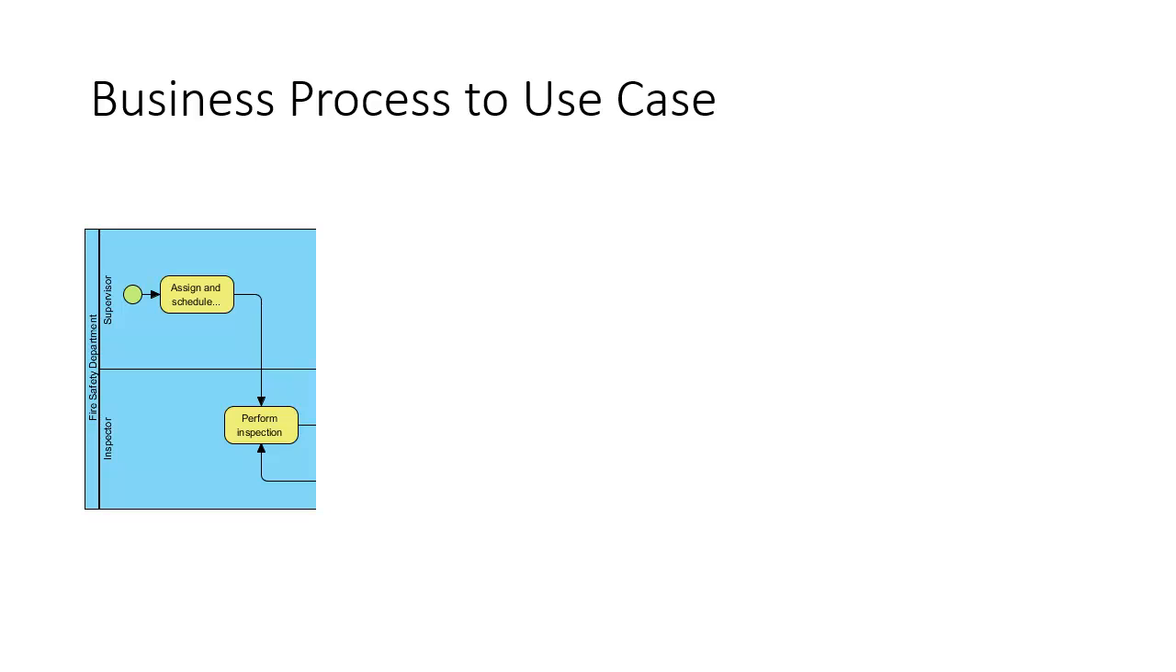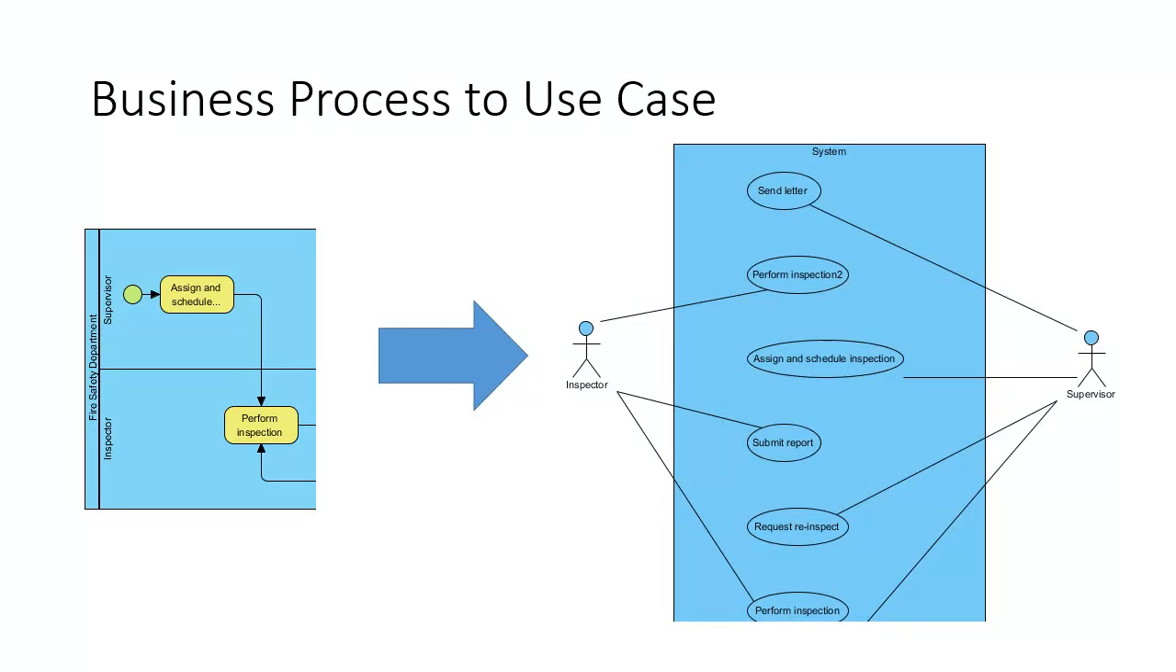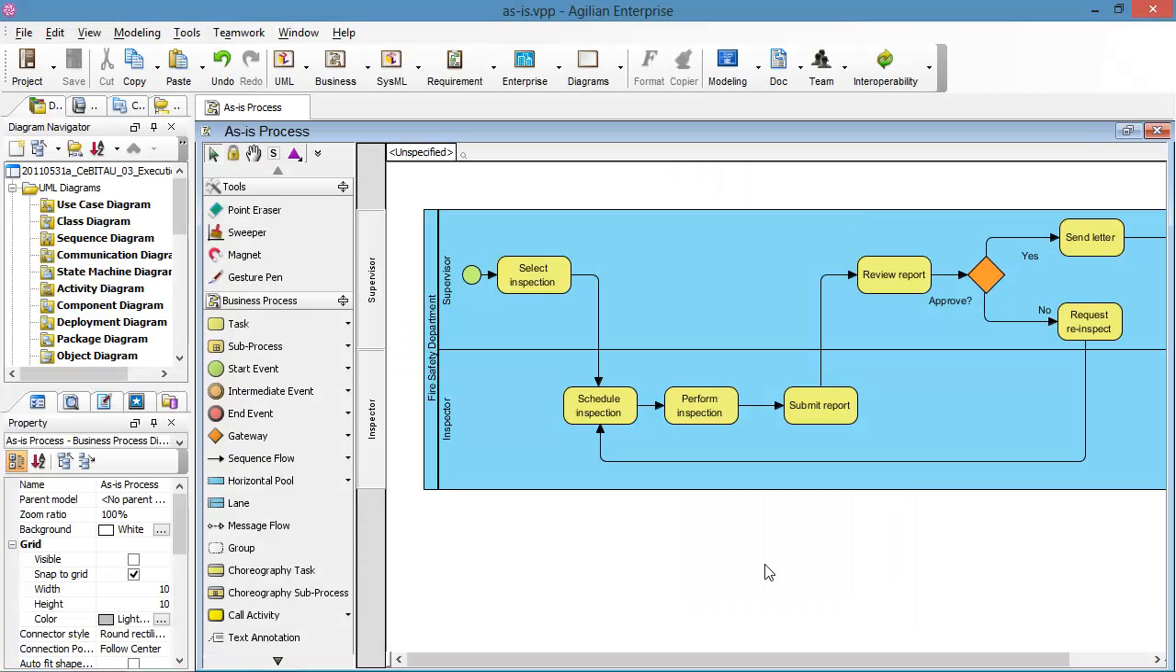You may identify the business process with your clients, and then later on you can create the system requirements by transiting the existing process to the use case to develop the systems, and also give the traceability to link it back. Okay, let me show you how to use the transitor.